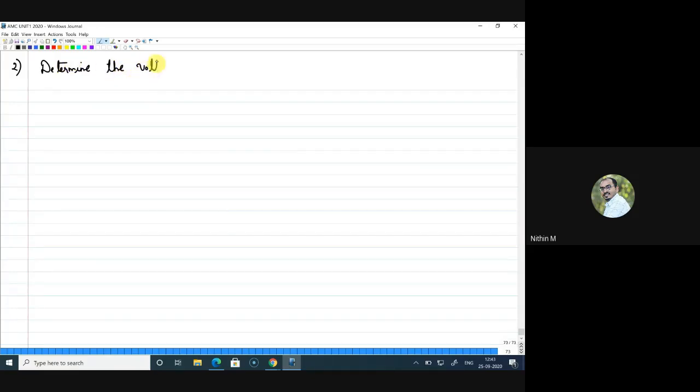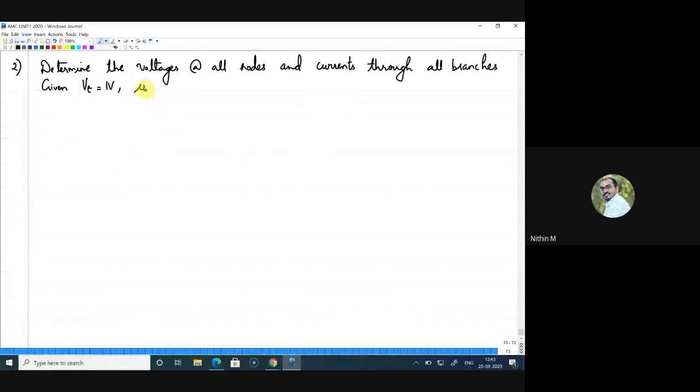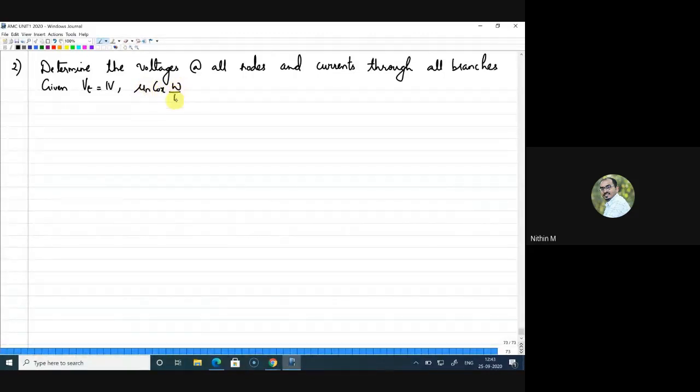This question is: determine the voltages at all the nodes and currents through all branches of the given circuit. The constants are given that Vt is equal to 1 volt, and mu n Cox W by L is equal to 1 milliamps per volt square.